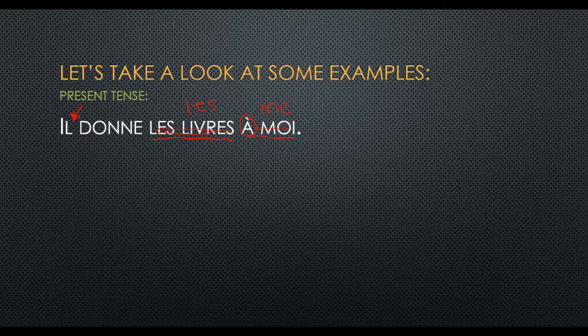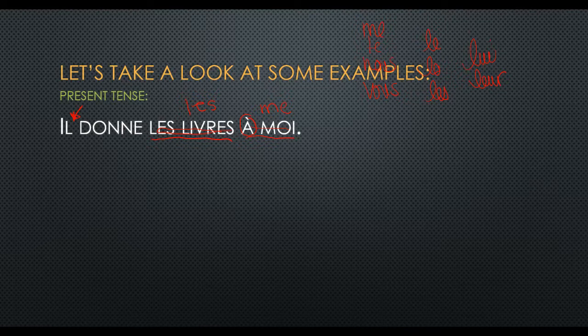So what word order does it go in? Does the me go first? Does the les go first? Okay. Remember, it is going to be me, te, nous, and vous. Then we're going to have our le, la, les. And then we're going to have our lui and leur. So that's the word order. So me is going to go first, then les.